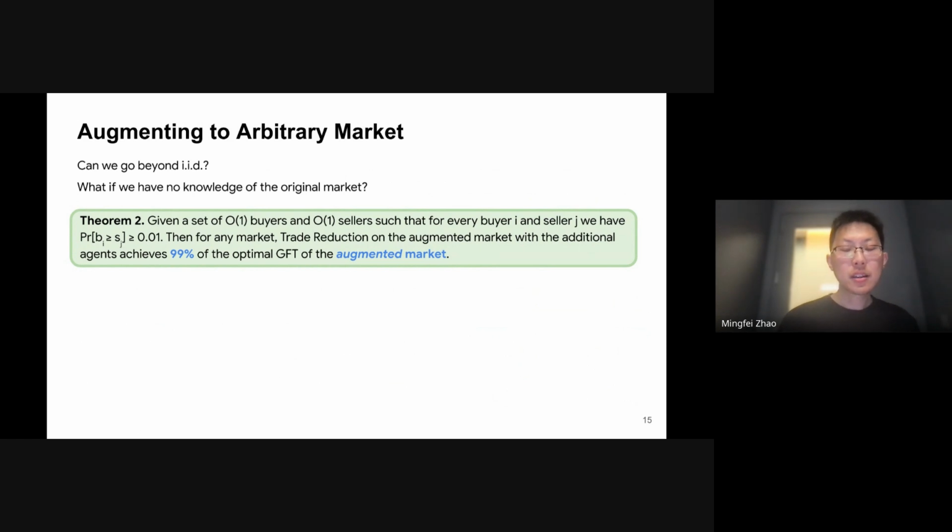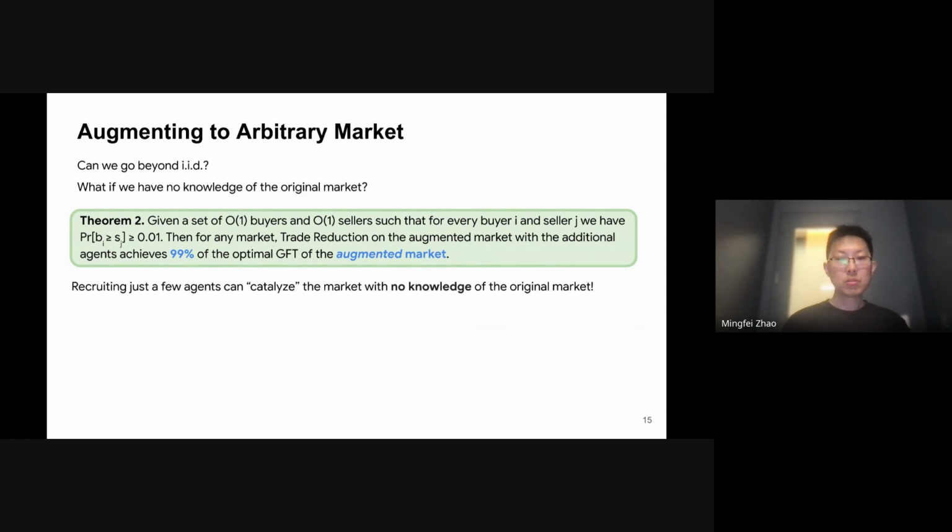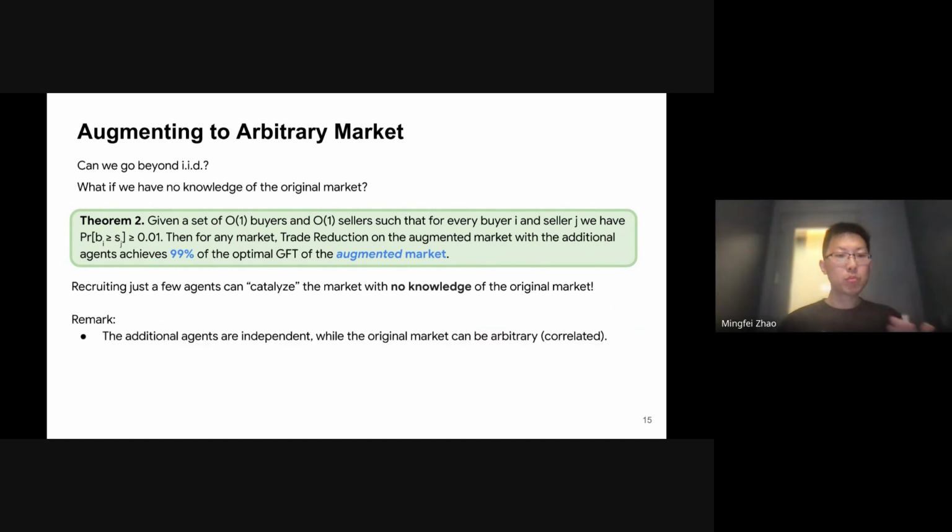What we showed is that given a constant number of buyers and sellers, which satisfies a mild condition that each of the buyers can trade with each of the sellers with some very small constant probability, then for any given market, if we run the trade reduction on the augmented market by adding these additional buyers and sellers, the trade reduction can perform very well, very close to optimal in the augmented market. Okay, a few remarks here. We will require that the additional agents are independent, but we don't have any assumptions on the original market. Basically, the original market can be arbitrary and can even be correlated.